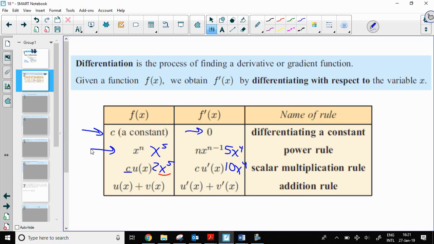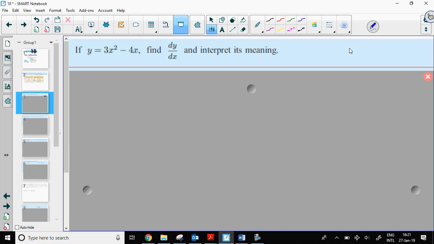It's a nice shortcut. And finally, we have the addition rule, which is really an addition or subtraction rule. If we have two functions being added or subtracted, we can just take their derivatives separately and then stick a plus or minus sign in between them. So these problems that we're going to look at in this video, we should be able to do quite a few of them in our head in a matter of seconds. This one included, what is dy dx? That's asking what is the derivative of this function.